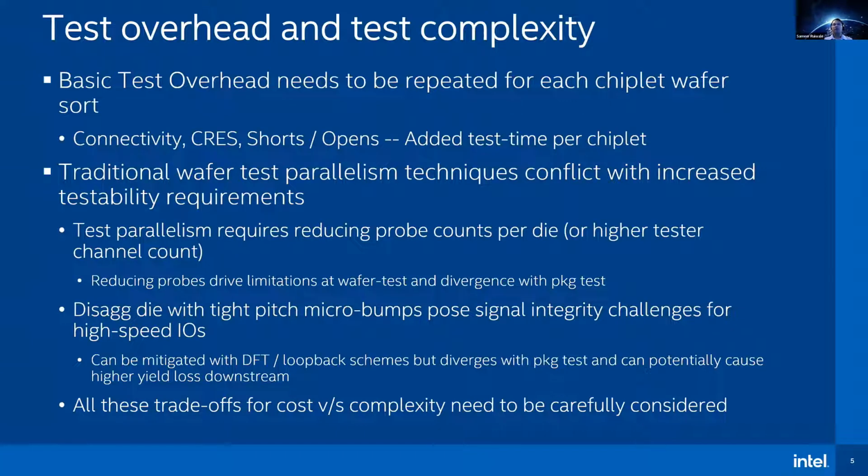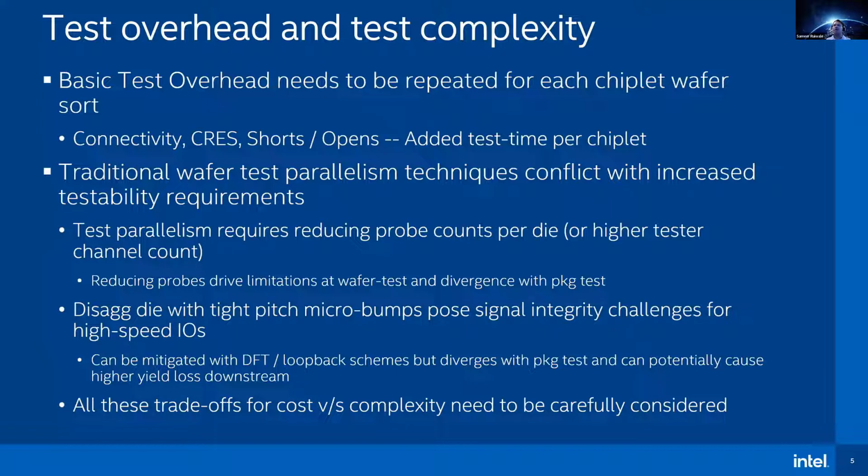So in addition to all of these hardware vectors, hardware cost extenders, we also drive a lot of test overhead and test complexity. Some of it is rather basic. We have multiple chiplets. Each of them will need your basic connectivity, basic opens and shorts testing, contact resistance. Standard things that you would do once are now split across multiple die. So you pay for this added overhead in test time.